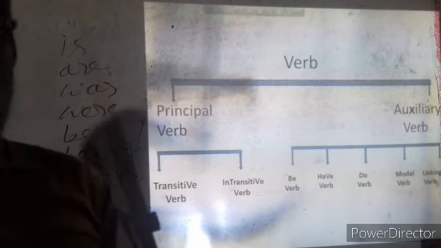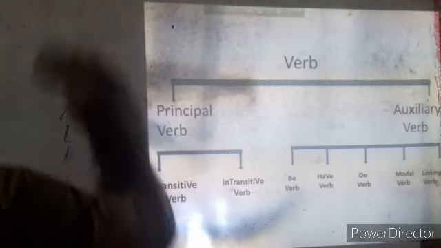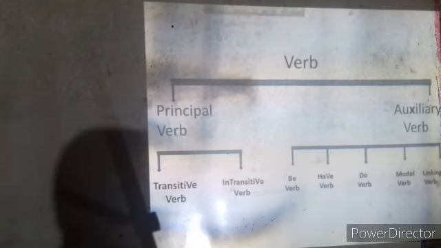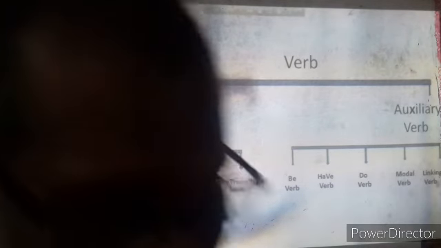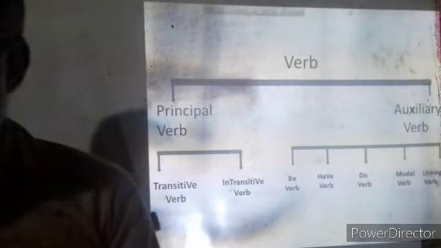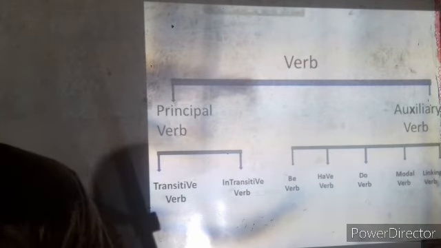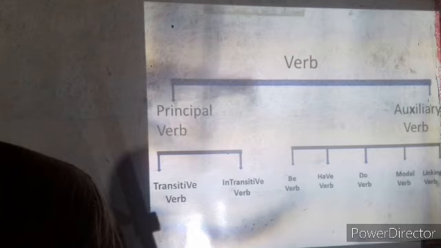And then last of all is linking verb. This is new for you, and in some grammar books linking verb will not be included. There is a reason also. Linking verb is not another verb. It is one kind of auxiliary verb.